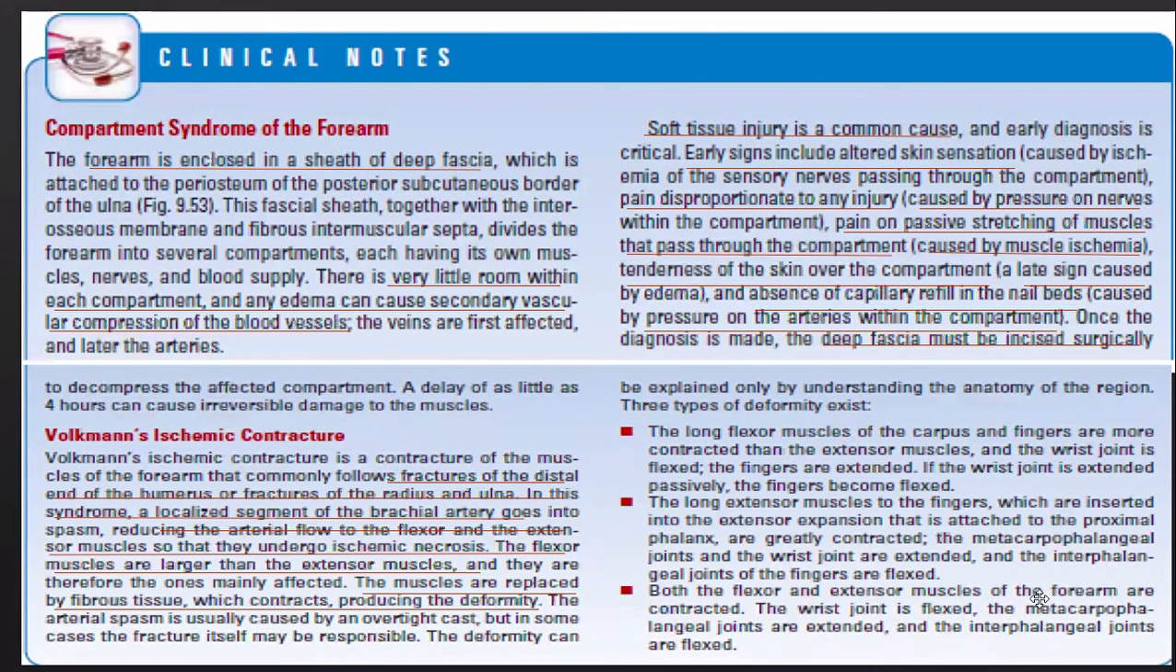For the compartment syndrome of the forearm, the forearm is enclosed in a sheath of fascia. So there is very little room within each compartment. So any edema can cause secondary vascular compression of the blood vessels. Soft tissue injury is a common cause and early diagnosis is critical.